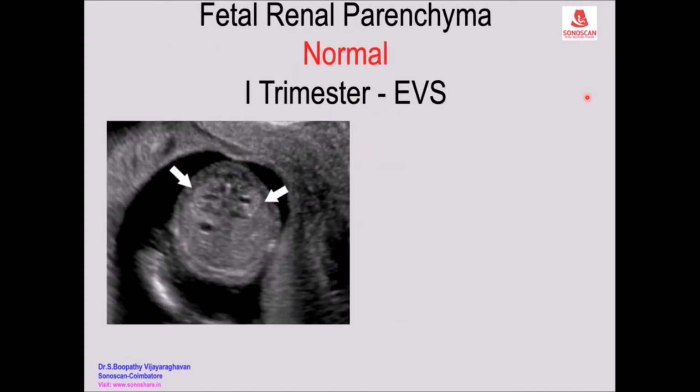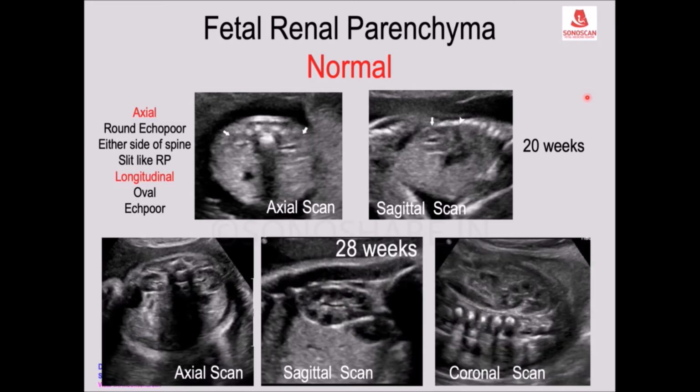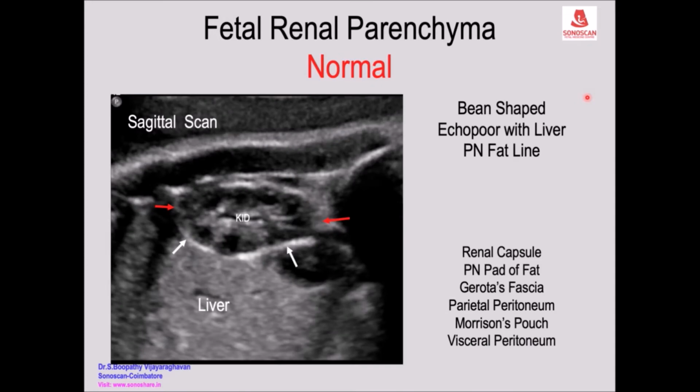So, coming to the assessment of the fetal renal parenchyma by ultrasound, at 20 weeks the kidneys are scanned. The technique is described separately in a lecture, but to tell precisely, the kidneys are scanned with the spine at the 12 o'clock or 6 o'clock position in the axial plane, and in the longitudinal plane they are seen as oval echo-poor structures. The liver capsule, that is the visceral peritoneum, that is the liver capsule.